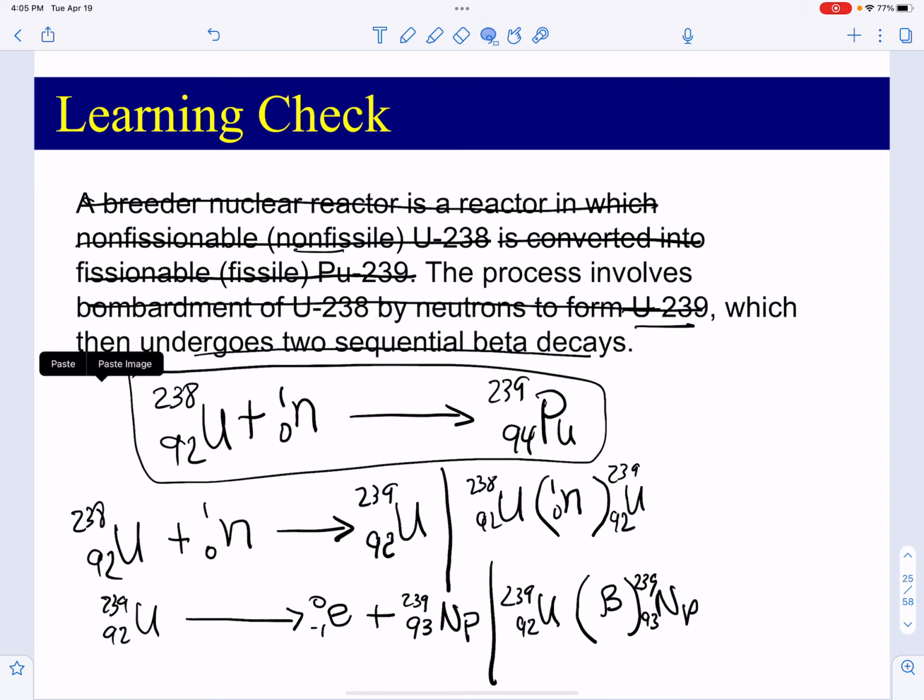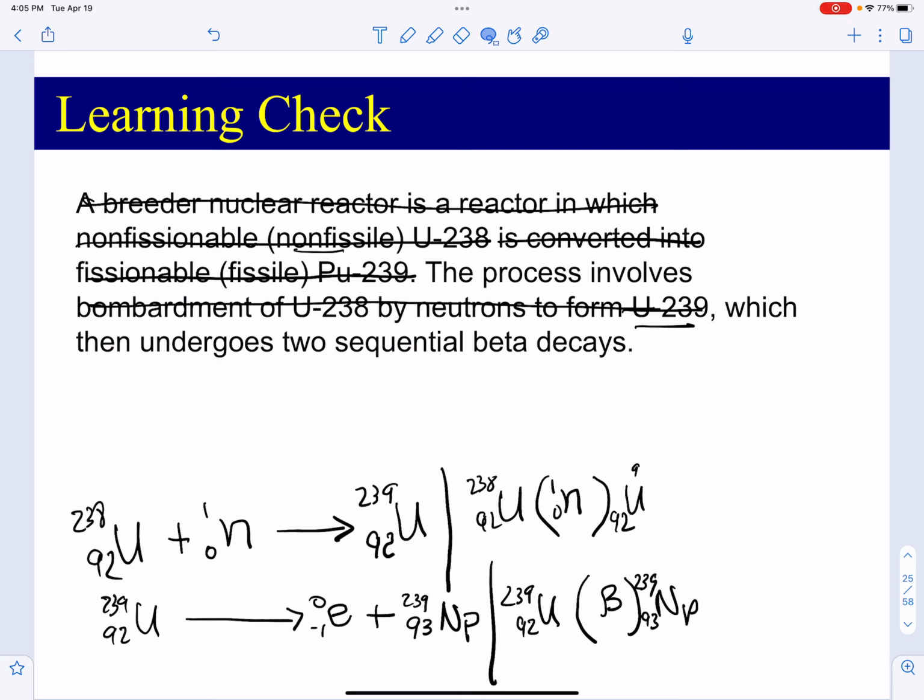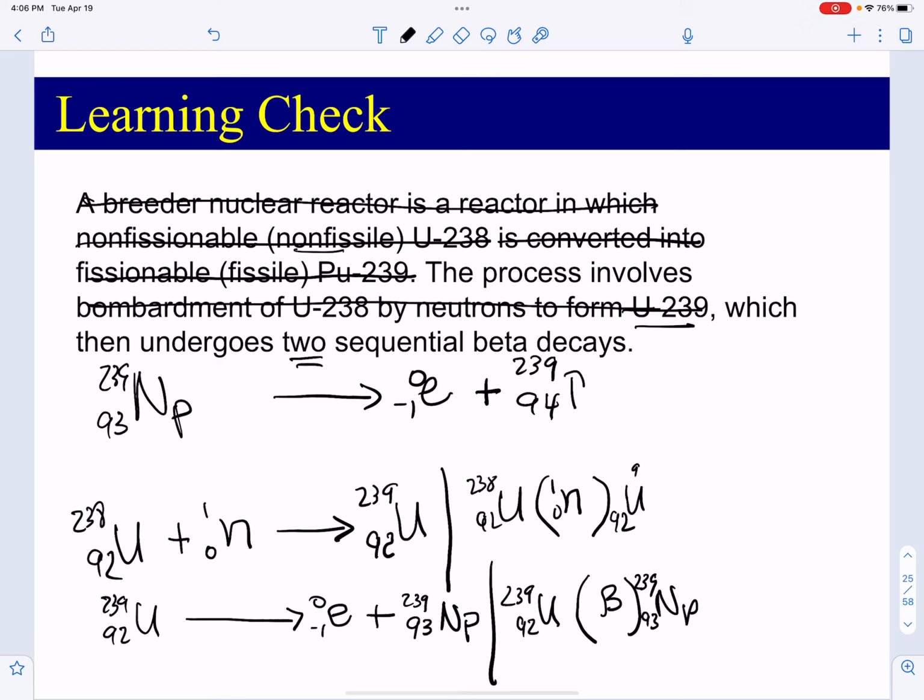And then we're going to take the neptunium 239, and it's going to undergo the other beta decay, creating 94, 239, and 94 is going to be, let's see, plutonium. And that's what we create at the end of that.